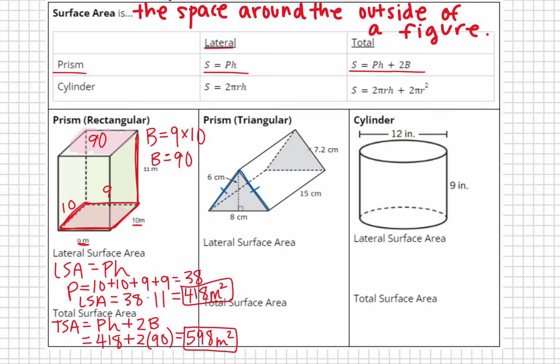So looking at this triangle back here, I know that that's 7.2. So then I can conclude that this side of the triangle is 7.2 as well. And this other side on the left is also going to be 7.2. Now let's look at the formula. For lateral surface area, same formula. It's going to be perimeter times height.